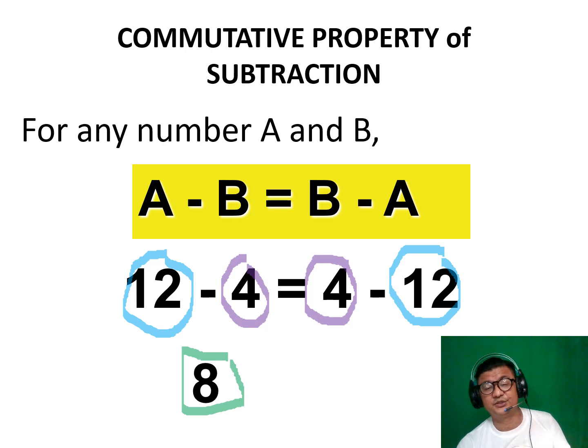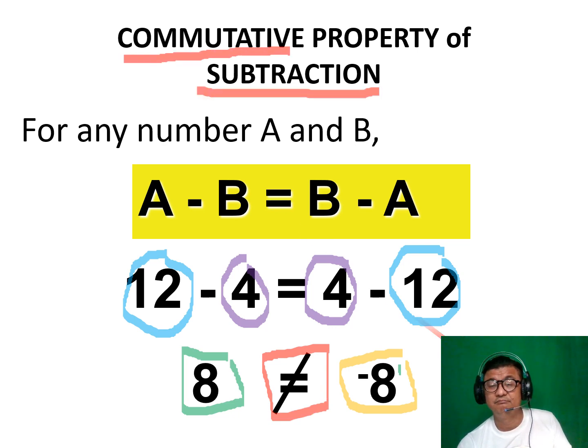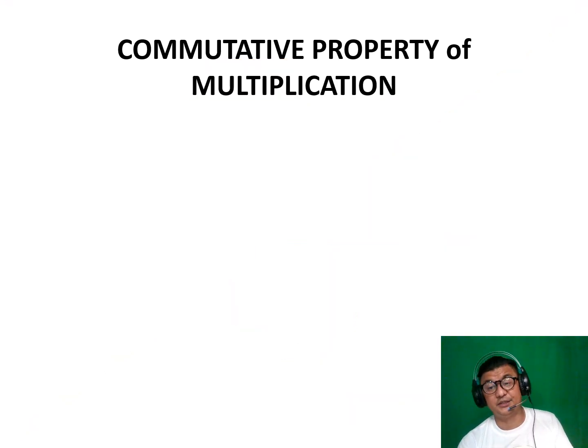You've learned integers already. It's going to be negative 8. Is positive 8 the same as negative 8? Definitely not. Look at the symbol I wrote, not equal. Therefore, does commutative property work for subtraction? So we definitely write a big X. That means no. Commutative doesn't work for subtraction. Let's try multiplication.